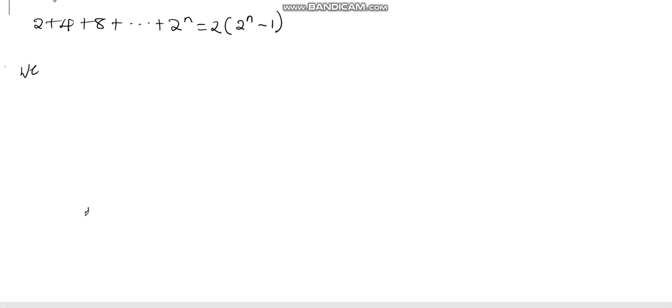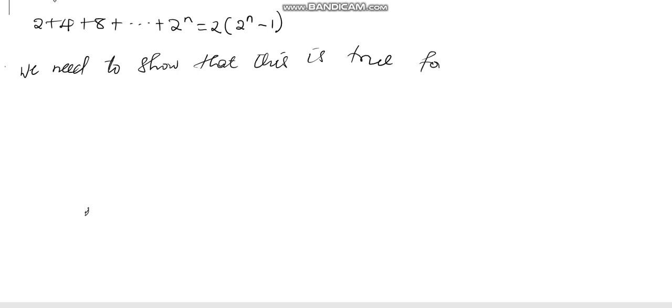So we need to show that this is true for n equals 1, or when n is equal to 1. So now we just get 2 to the power n, and we equate it to the right hand side. So we have 2 to the power n is equal to 2 open brackets 2 to the power n minus 1 like this here.